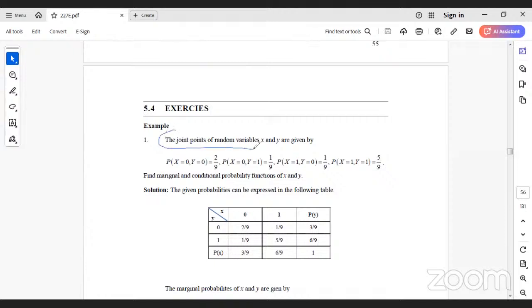See here, the joint probabilities of the random variables x and y are given. For x equal to 0 and y equal to 0, it is 2 by 9. For x equal to 0 and y equal to 1, it is 1 by 9. For x equal to 1 and y equal to 0, it is 1 by 9. And for x equal to 1 and y equal to 1, it is 5 by 9. Find the marginal and conditional probabilities of x and y. How to follow this in the table, we will discuss here.